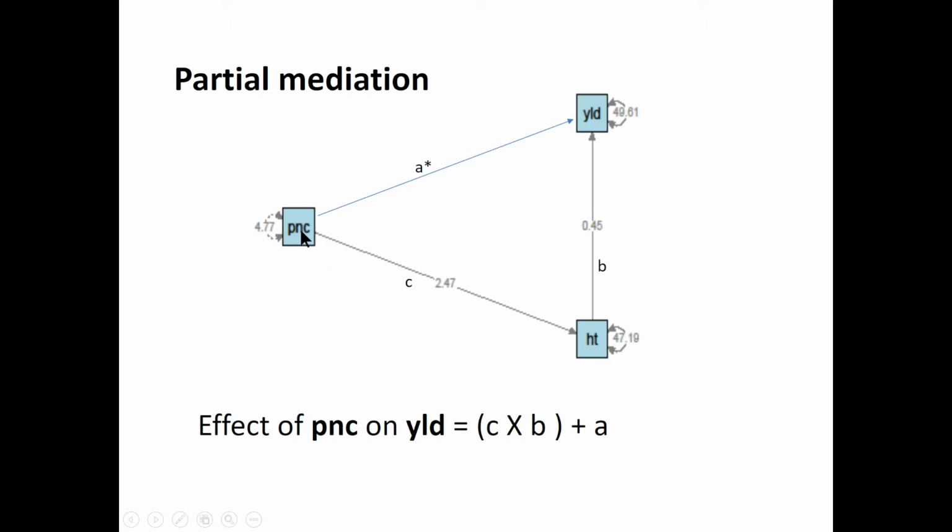So you can see PNC in this path does not go directly to yield, it passes through this mediation. So to get the effect of PNC on yield in this partial mediation, it is this indirect effect, which is C times B, plus this direct effect.